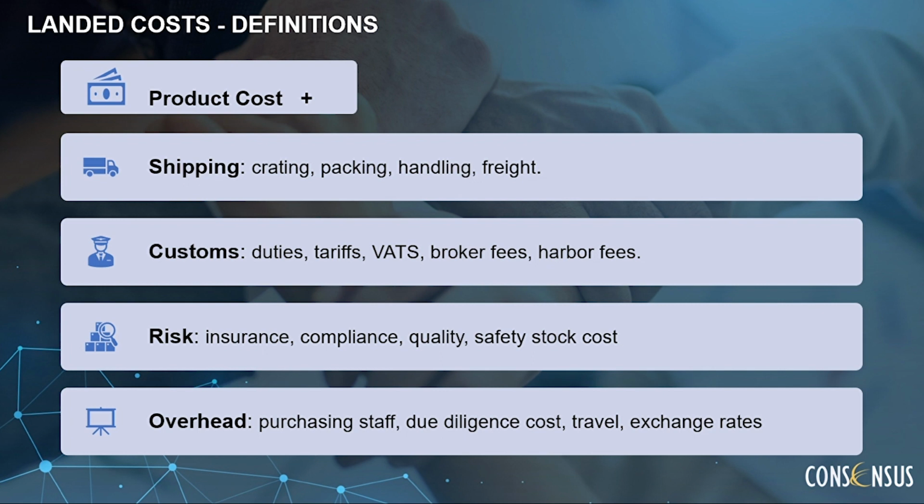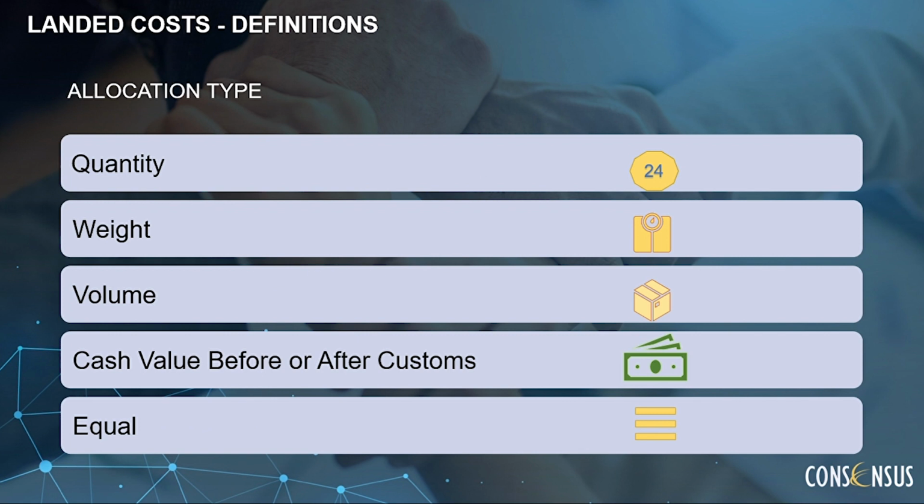That is one of the reasons that we should be using landed cost, right? So basically those are the definitions, the types of landed cost that you can use. And now, what are the allocation types? Based on the type of products that your company has, you make the decision. Are you allocating the landed cost based on any of these concepts? It could be quantity, weight, volume, cash value before or after customs, or equally.